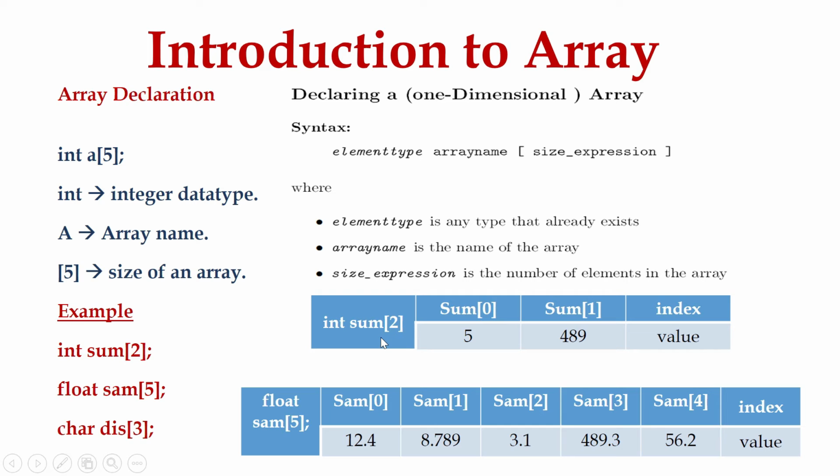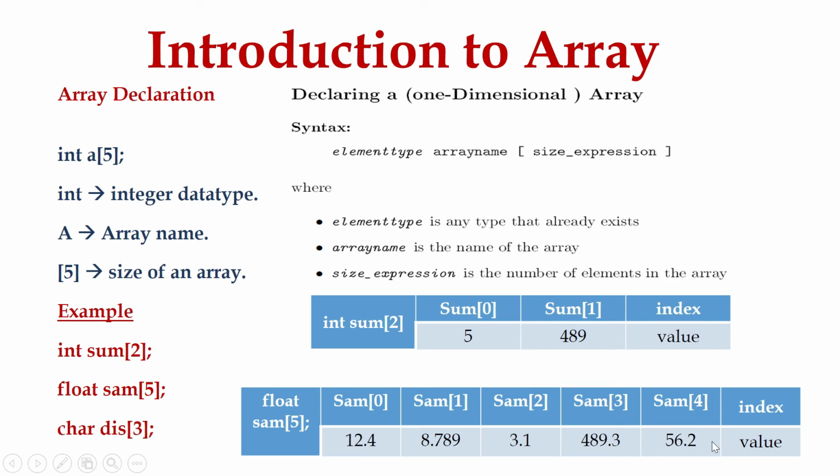For example, integer sum of 2 can hold two values, right? So sum of 0. Why is it 0? Since I told you the array index always starts with 0. It should not be 1 here, it should be 0. Good. And then sum of 1. So it can hold two integer values. This is called the index and this is called the value. Float sum of 5 starts from sum of 0, sum of 1, sum of 2, sum of 3, sum of 4. These are called the indexes and these are called the values.